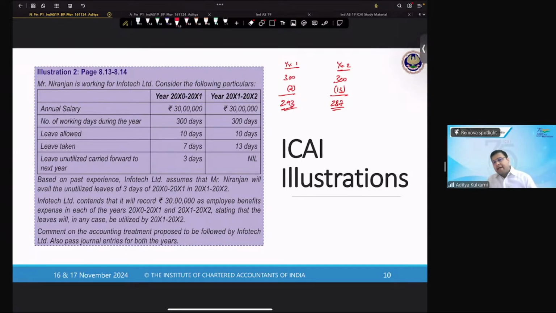Now you tell me, matching revenue and cost. Has he worked for the same number of days in year 1 and year 2? No, sir. He has not worked for the same number of days. He has worked more in year 1 and he has worked less in year 2. Right? There is a difference of 287, 293. There is a difference of 6 days. He has worked 6 days more in year 1 and 6 days less in year 2. So now you tell me, if he has worked more in year 1, shouldn't I be charging more cost in year 1?